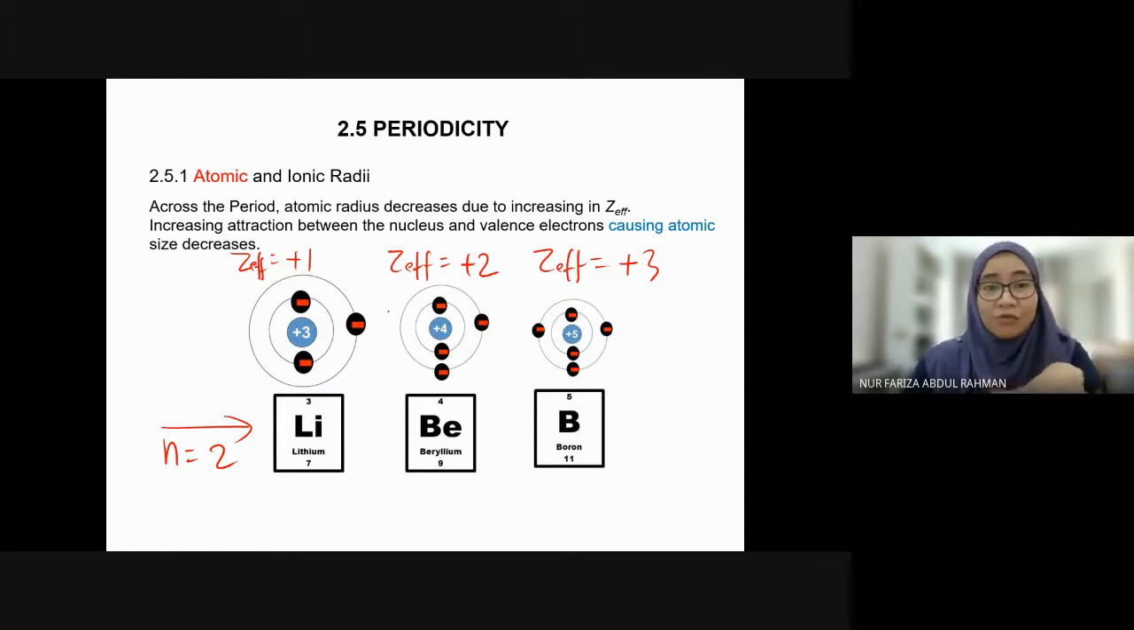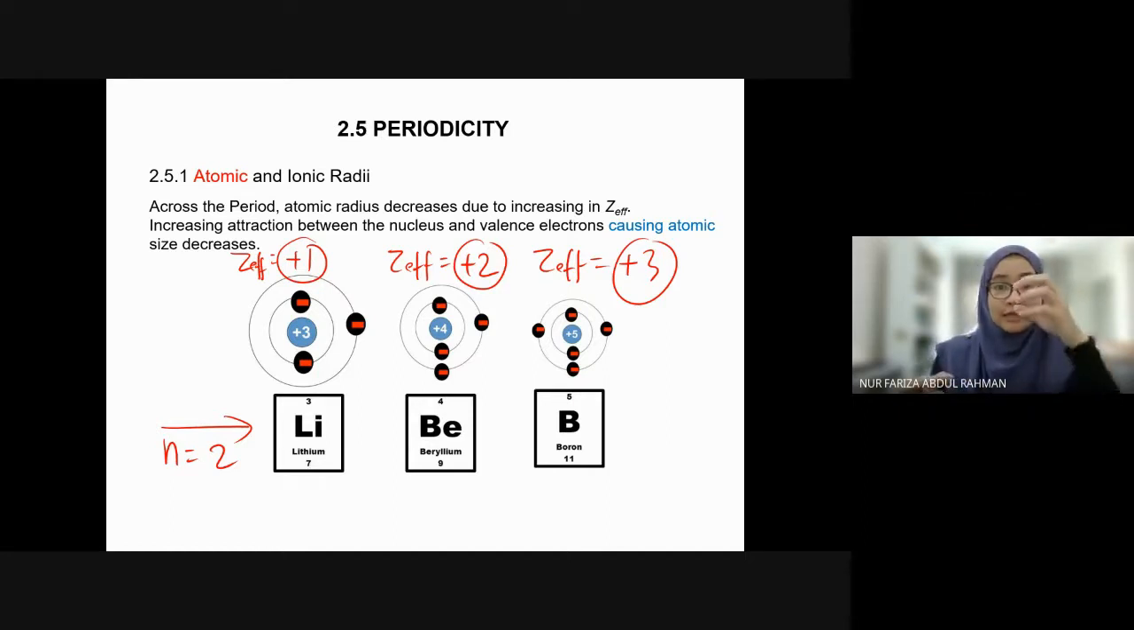Okay, alright. So what can we conclude from here? As you can see across the period from lithium to boron, the Z effective increases. What does that represent? Apa maksud ni? Kalau increasing kenapa? Maksudnya the Z effective represents the attraction between nucleus and valence electron. So the higher the Z effective, that means the attraction experienced by the valence electron is stronger.